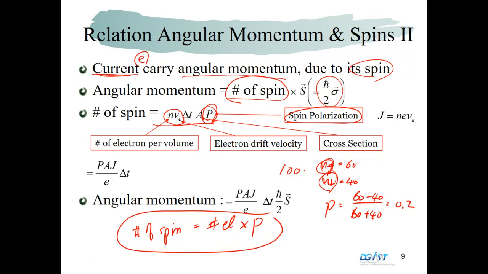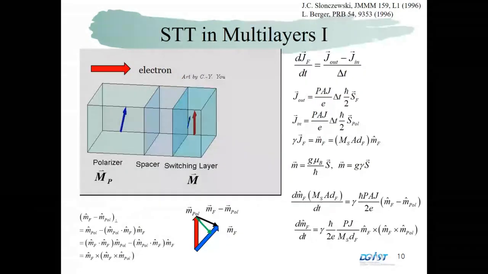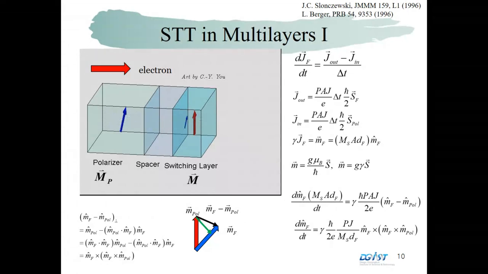So this is the total angular momentum carried by the charge carrier, the current density J. That's the important thing. Or this is the current I. So let's go back to this again. Here I said there is some input angular momentum and output angular momentum, that's the J out, J in. So the change of the angular momentum inside of the switching layer can be expressed in this form.